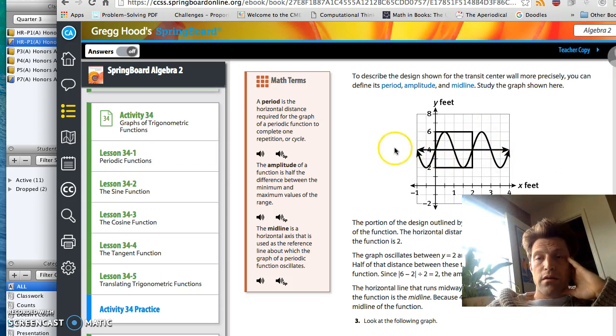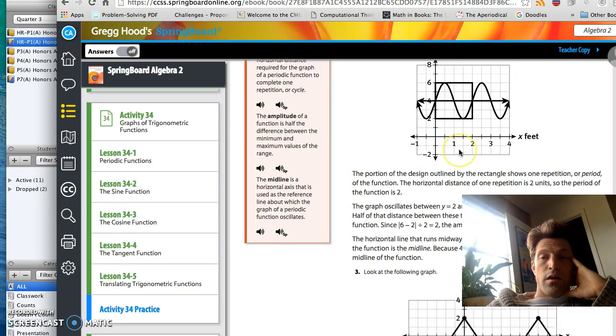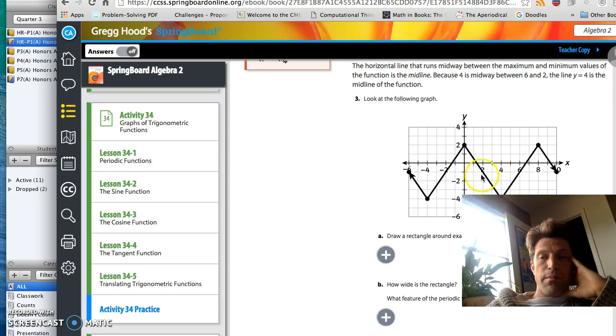So the midline here is y equals 4, and the amplitude is 2. It's still plus or minus 2 from the midline. So it's a little distracting that the midline isn't 0. So look, oh, I think the amplitude is 6, but no, you've got to subtract. What's the amplitude here?